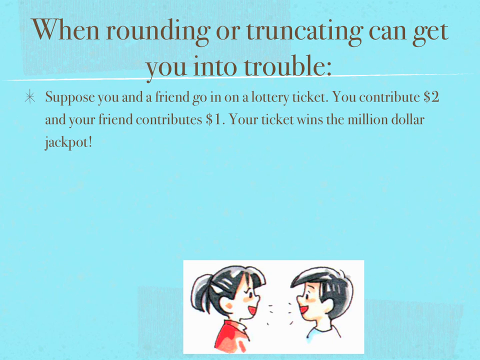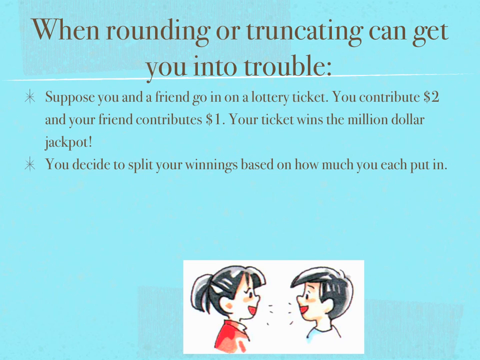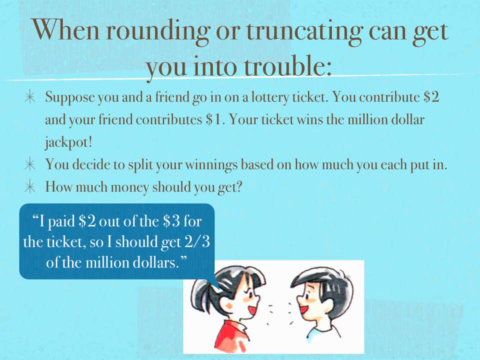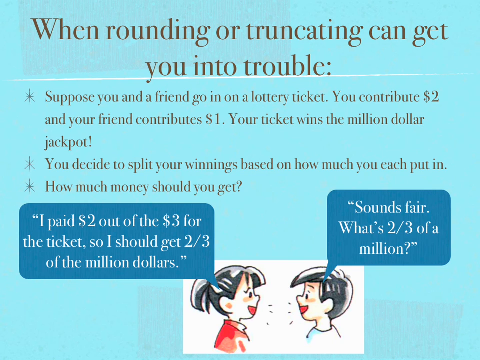Suppose you and a friend go in together on a lottery ticket. You contribute $2 and your friend contributes $1. So you take that total $3 and you use it to buy a lottery ticket that then wins the $1 million jackpot. You decide to split your winnings based on how much you each put in. The question is, how much money should you get? So what you're really saying is, I paid $2 out of the $3 for the ticket, so I should get 2/3 of the $1 million. And your friend says, that sounds fair, so what's 2/3 of $1 million?